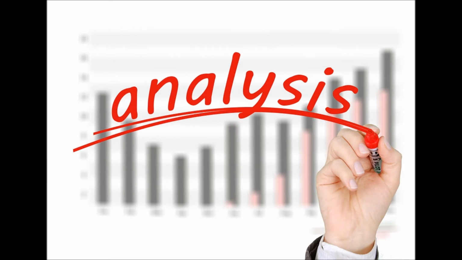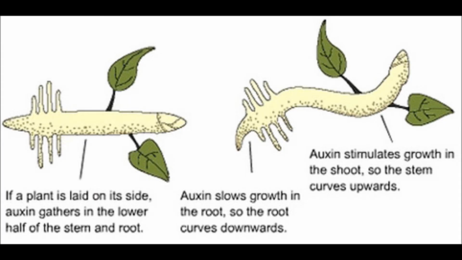Gravitropism is the movement or growth of a plant in response to gravity. When it's positive, the plant will grow in the direction of gravity. When it's negative, it will grow in the opposite direction of gravity. This is caused by the plant hormone auxin, which plays a part in gravitropism. The auxin inhibits cell elongation in the roots, which causes the roots to bend down into the soil.